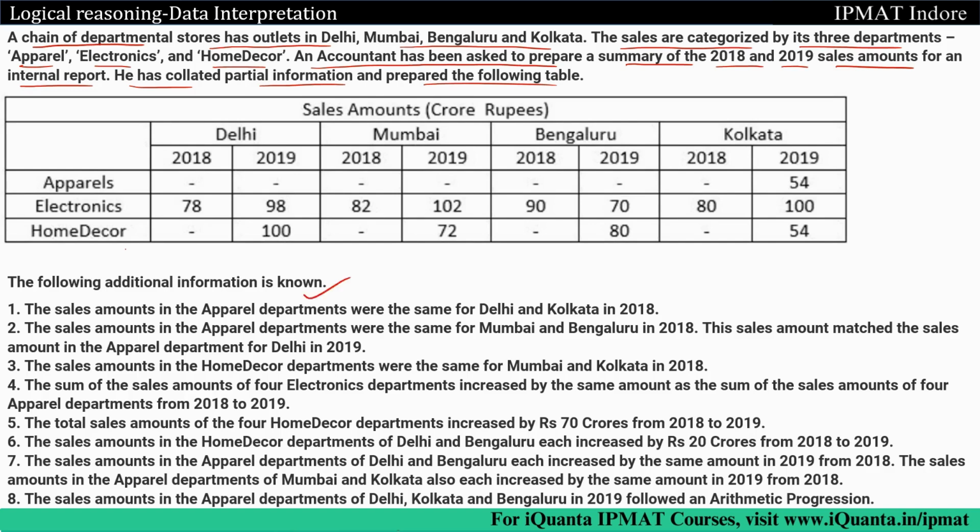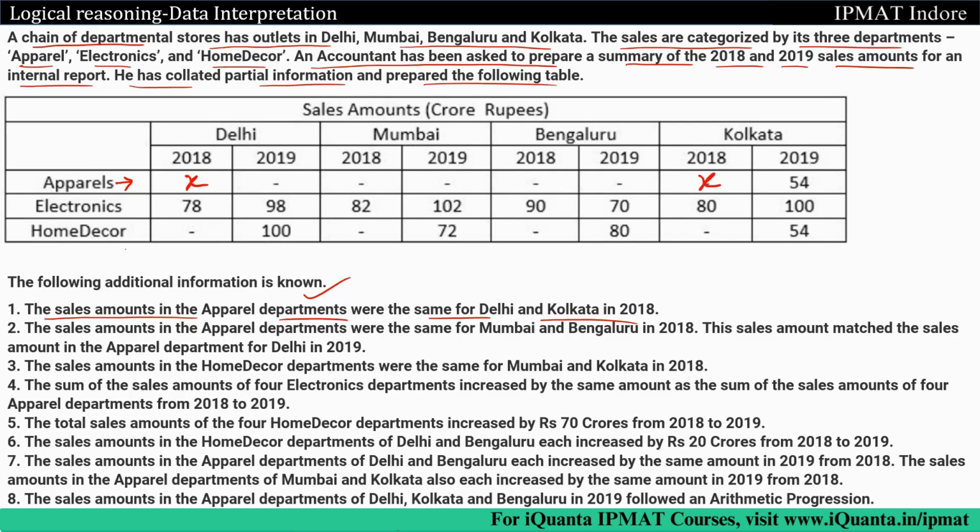Now we have the additional information given. Let's read it. The sales amounts in the apparel department were the same for Delhi and Kolkata in 2018. So we are specifically talking about the sale amount in the apparel department, so we'll take care of this row only. Delhi 2018 and Kolkata 2018 will have the same amount. So let it be X, and this will also be X because they are the same. We are done with the first point.